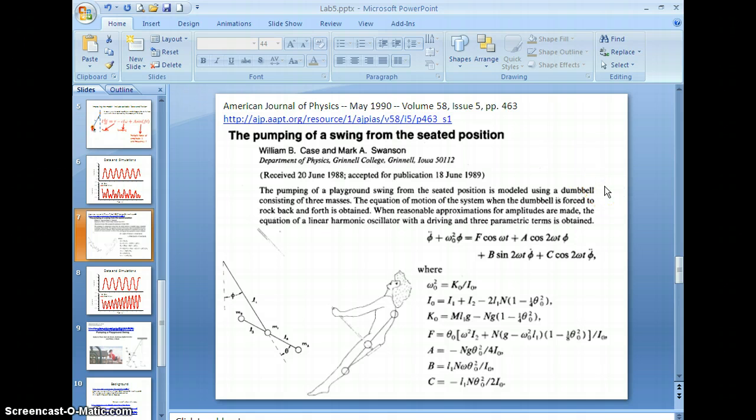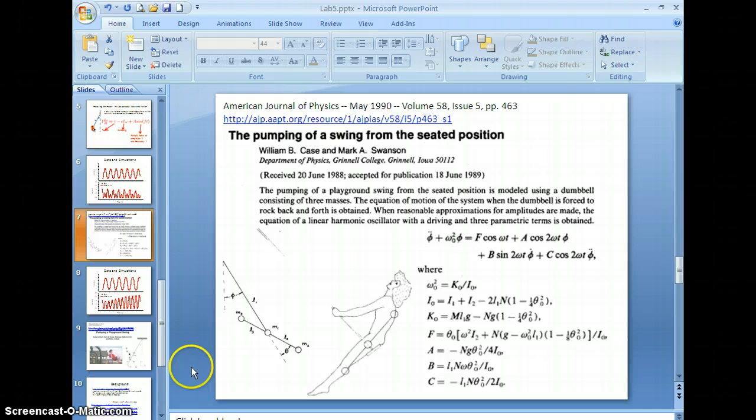If we read the abstract of this article, the pumping of a playground swing from the seated position is modeled using a dumbbell consisting of 3 masses. The equation of motion of the system when the dumbbell is forced to rock back and forth is obtained, and when reasonable approximations for amplitudes are made, the equation of a linear harmonic oscillator with a driving term and 3 parameter terms is obtained. Here I'm reporting the equation obtained in this article, and we can see it's a much more complicated equation than the one I used before. Here are the expressions of some of the parameters contained in the equation.